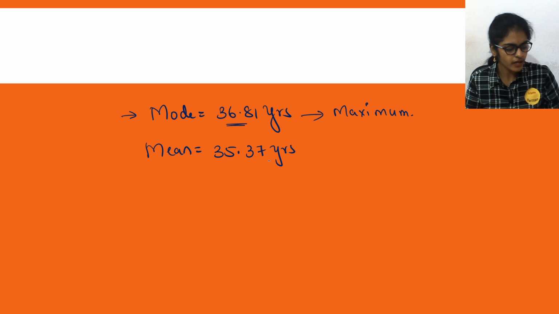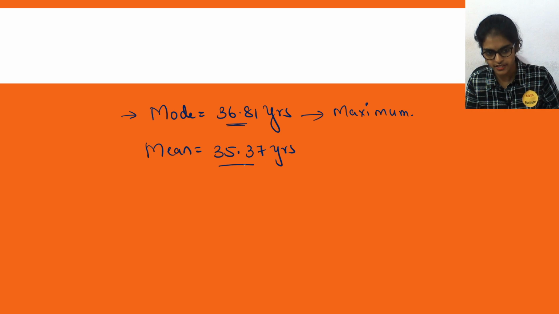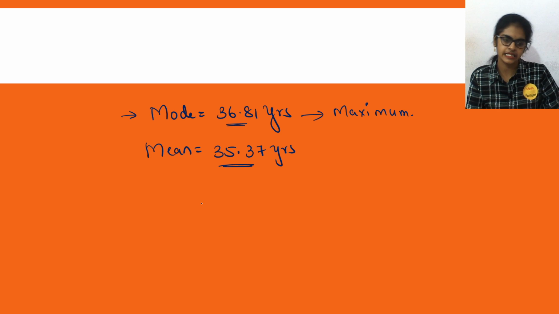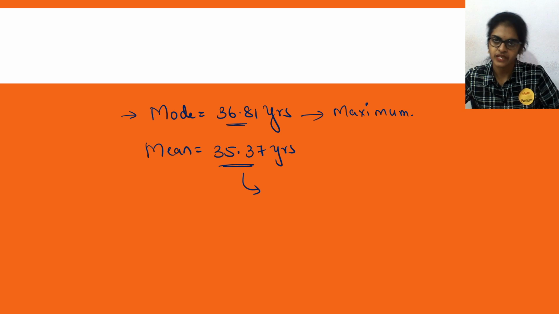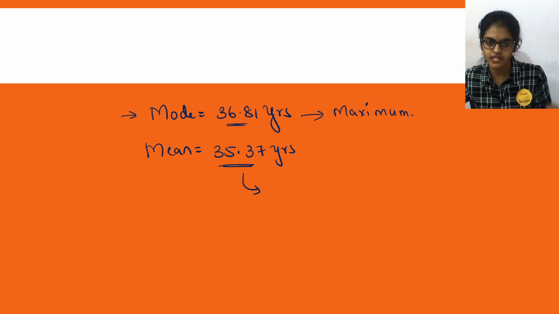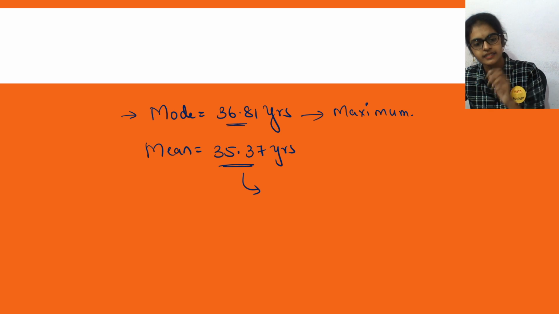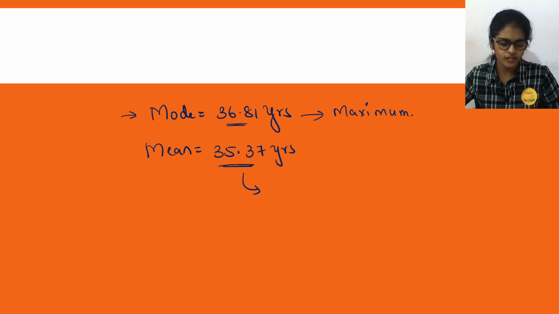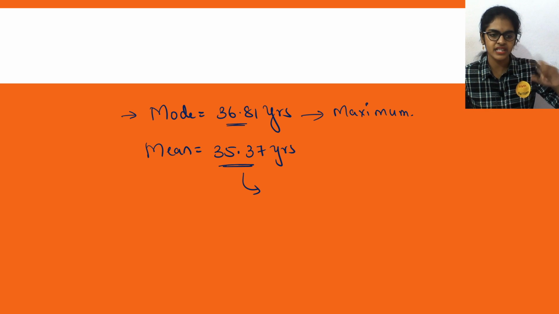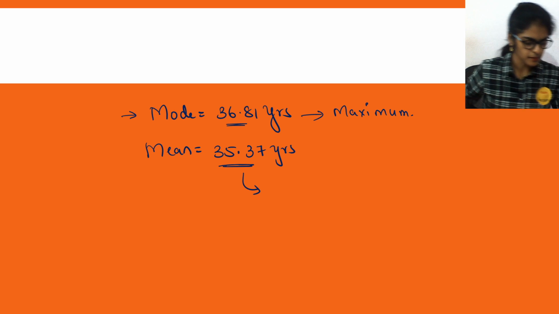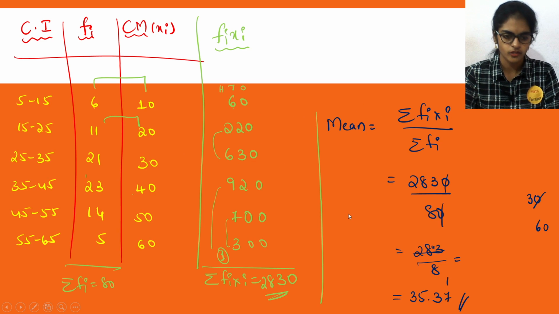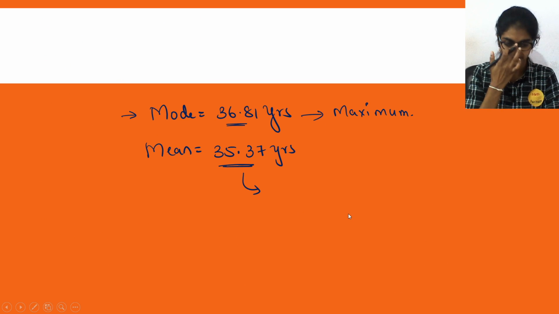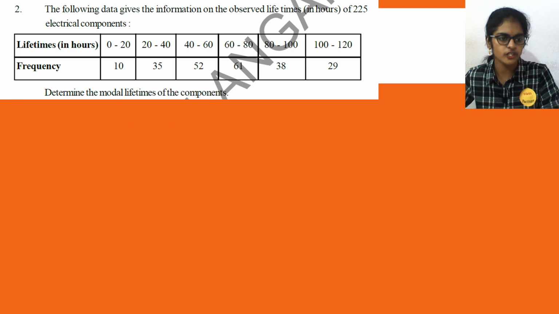Now the average age of patients who have been admitted here in the hospital is 35 years. Average is 35 years. Okay, and out of this, the maximum number of patients admitted are of the 36 years age group. Okay, so that is how you interpret this. Clear? So you can see the mode of the data is greater than the mean of the data. Clear? So shall we proceed to the next question now? Chalo. Let's proceed to the next question.